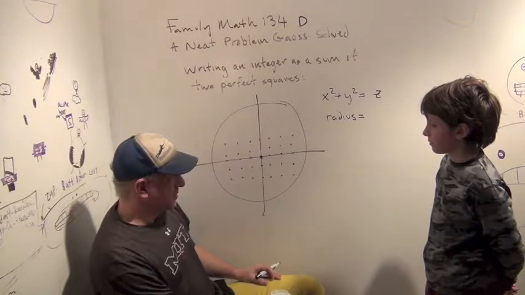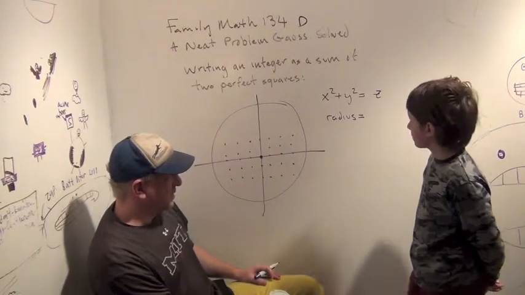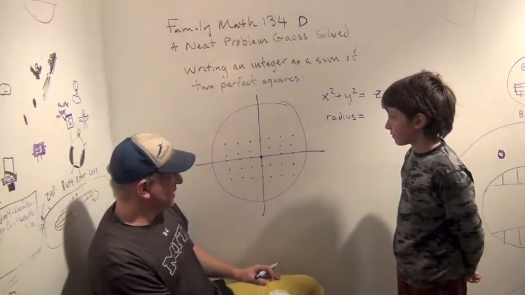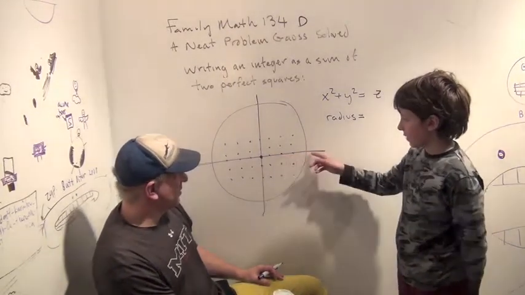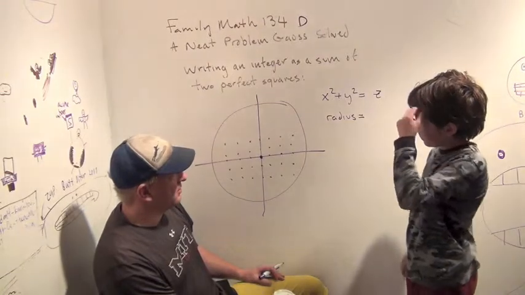Right. You sure? What do we usually say for a circle? x squared plus y squared is the radius squared. That's right. x squared plus y squared is the radius squared.